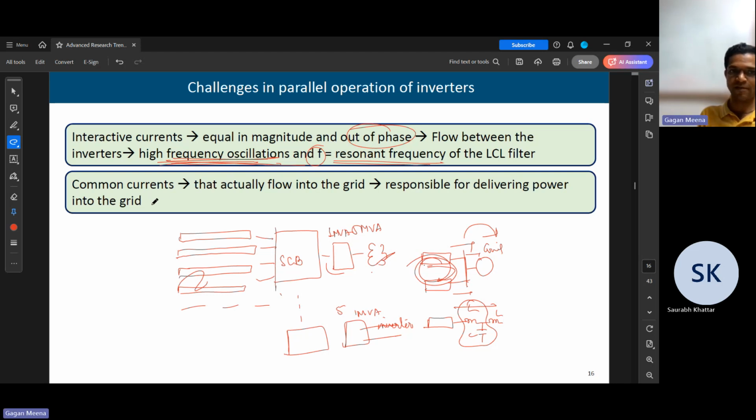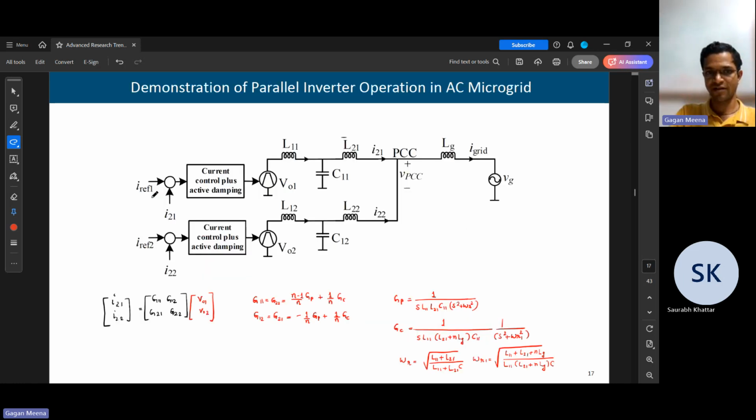And then this common current we already discussed. These are the currents which actually flow into the grid and are responsible for delivering power into the grid. So this is the diagram which you've seen. This is the reference current 1 for the first converter. This is the reference current 2 for the second converter. And the final one is the interactive current which we find. Let's say this is the common current and this is the interactive current I_in.